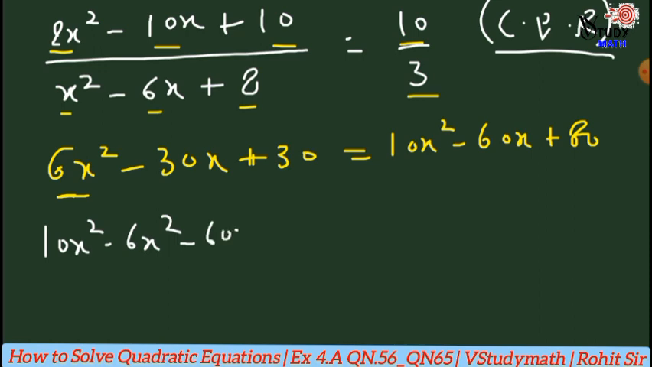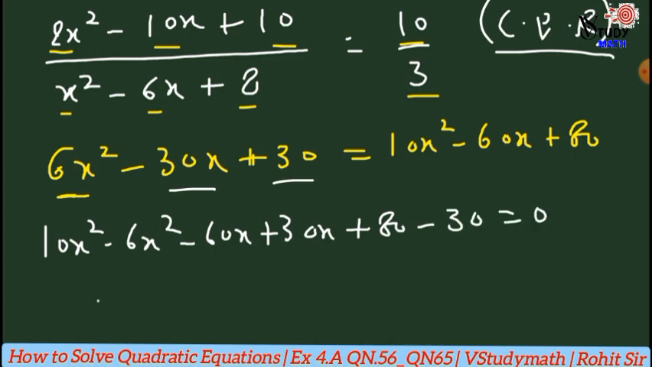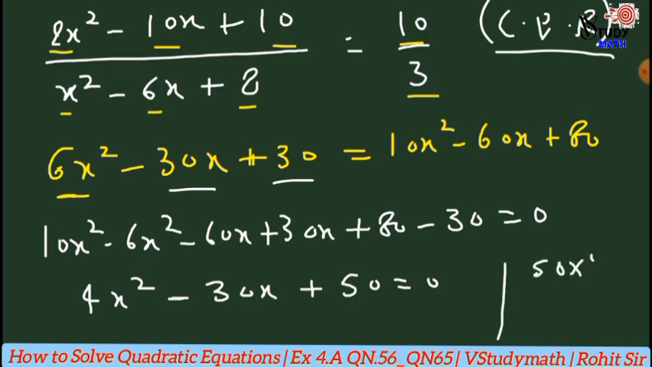This goes to the right hand side and becomes positive. Now 80, this positive goes to the right hand side and becomes negative. Now we finally have 4x square negative 30x positive 50 is equal to 0. Now 50 is going to multiply 4, that is 200. Now we have to find two factors of 200 whose sum is 30, that is 10 and 20.